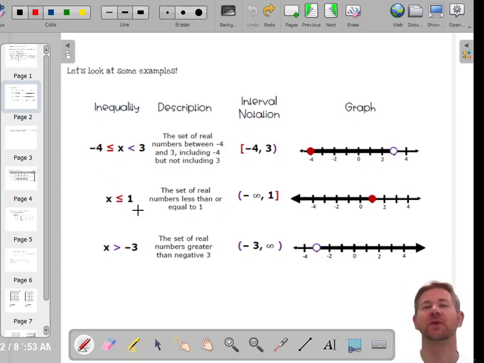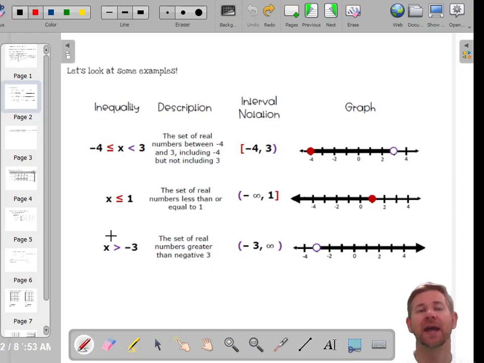X is less than or equal to 1, so you put a closed circle at 1, and all the numbers to the left of 1 are less than 1. In interval notation, we read left to right, so the smallest number goes forever to the left. So we say negative infinity until you get to 1, and then we put a bracket to say include 1. 1 actually does work. 1 is less than or equal to 1.